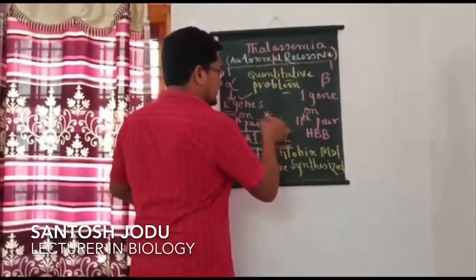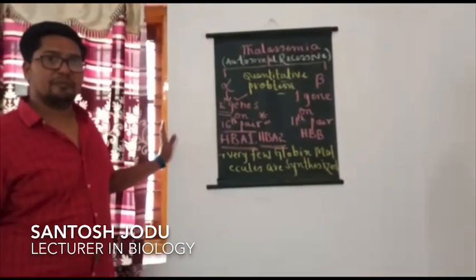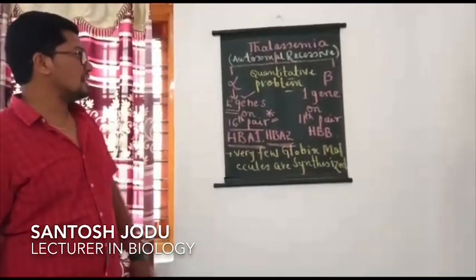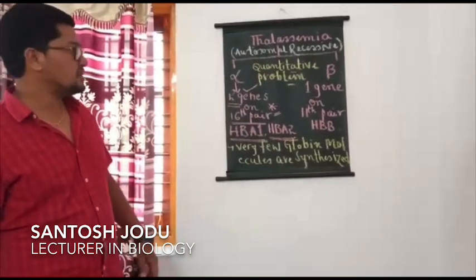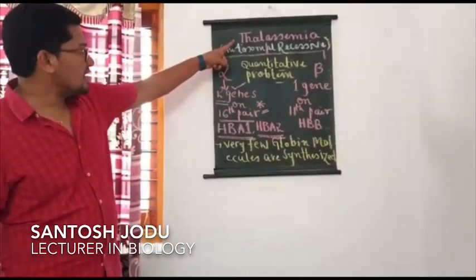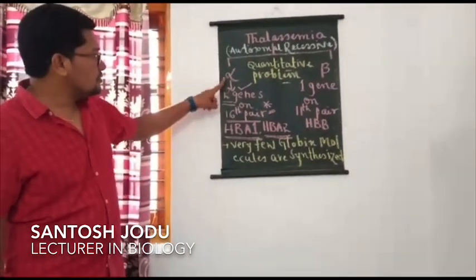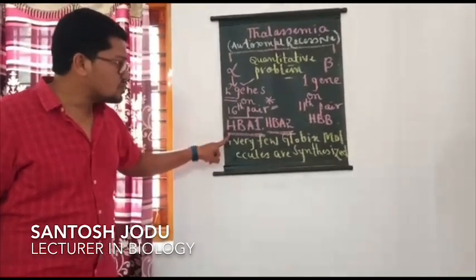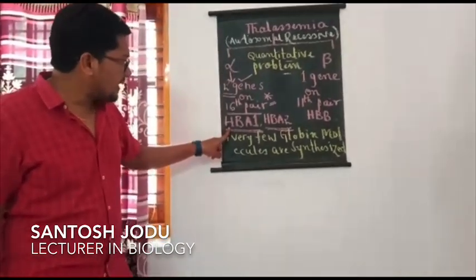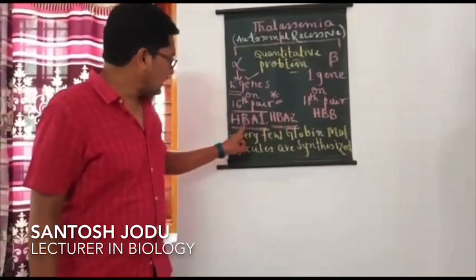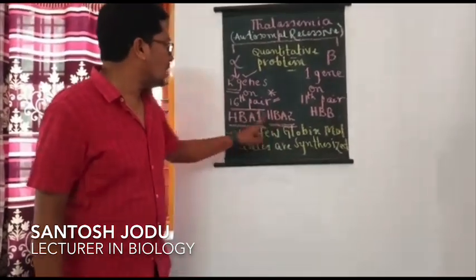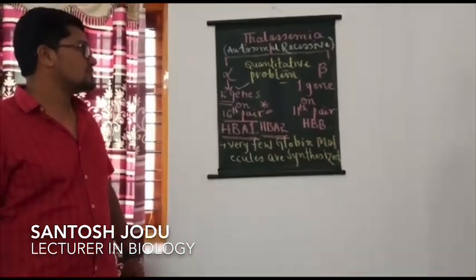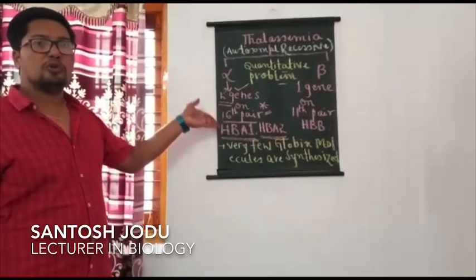We can expect these kinds of questions in the NEET exam, because in previous exams it was not asked. So this year we can expect this question. Alpha thalassemia is caused due to 2 genes. What are the names of those 2 genes? HBA1 and HBA2. And HBA1 and HBA2 are present on which pair of chromosomes? That is the 16th pair of chromosomes.